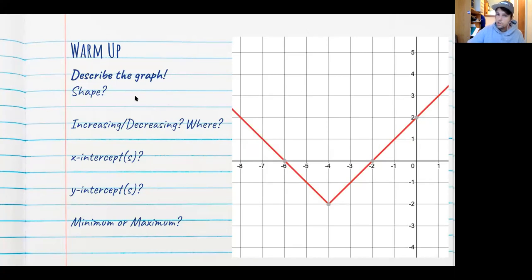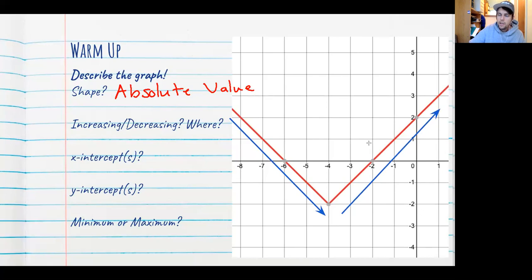So first of all, shape. This is an absolute value graph. It has that V shape. Increasing, decreasing where? So this graph begins by decreasing. Remember, we start by reading the graph from left to right. So it starts by decreasing, and then it's increasing. But we want to be specific with this.